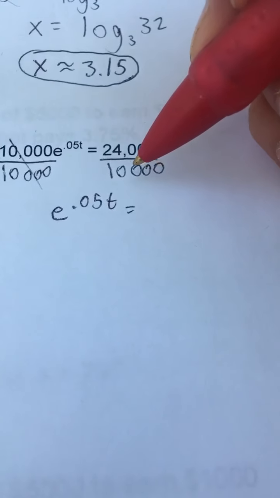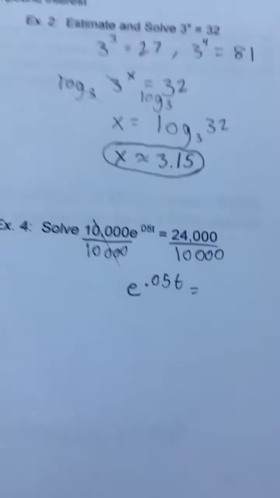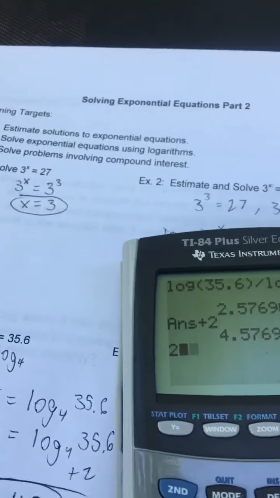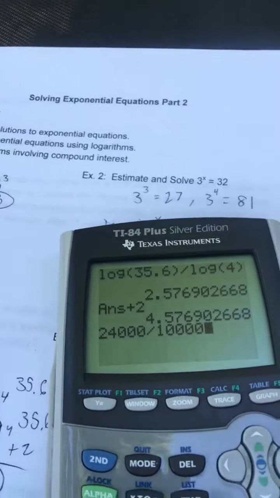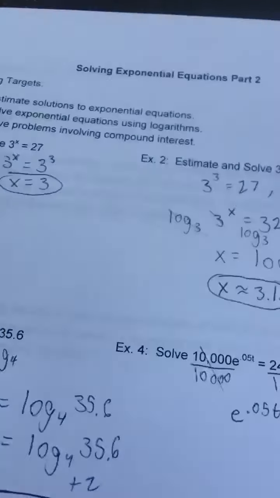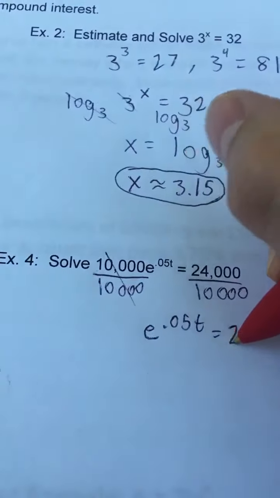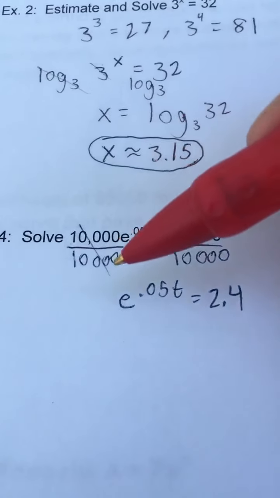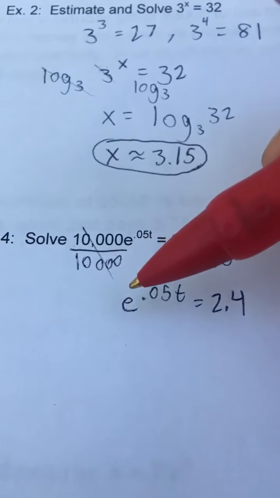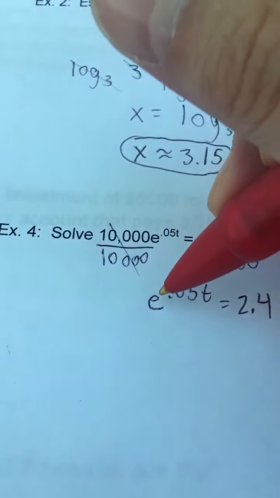All right, when you're dividing, you remember you could just take the zeros off. If you're not sure, you could always use a calculator. 24,000 divided by 10,000 is, of course, 2.4. You just remove all the zeros. All right, and now I need to get rid of this. So I'm going to take log base e. e is the base this time.